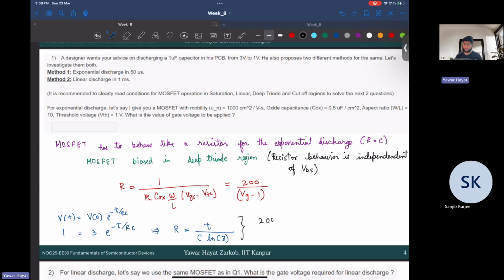So your 200 divided by (VG minus 1), with R equal to this. And what is t? t in our case would be this 50 microseconds. So write 50 times 10 to the power minus 6 divided by the capacitor, which is 1 microfarad, so this is 10 to the power minus 6, this C, and then you have ln of 3.